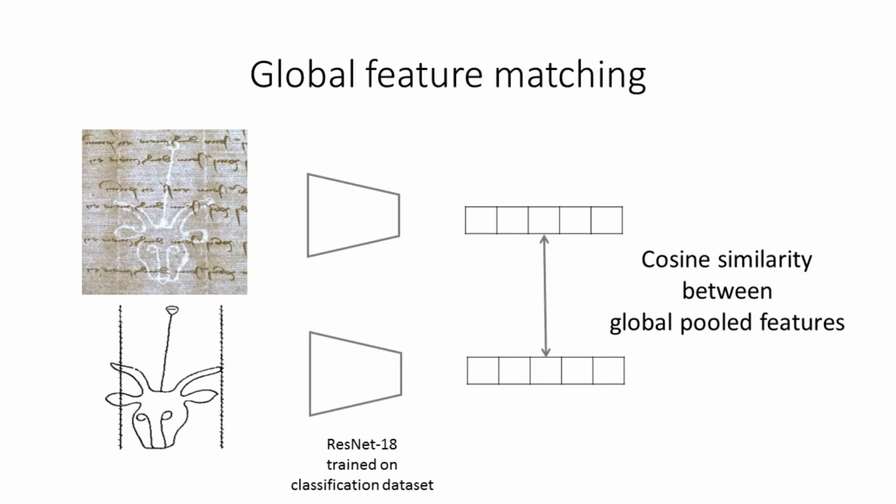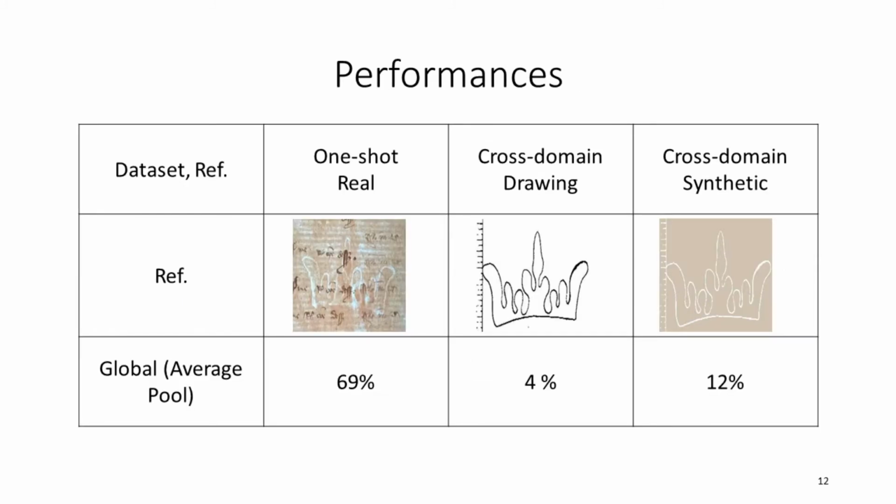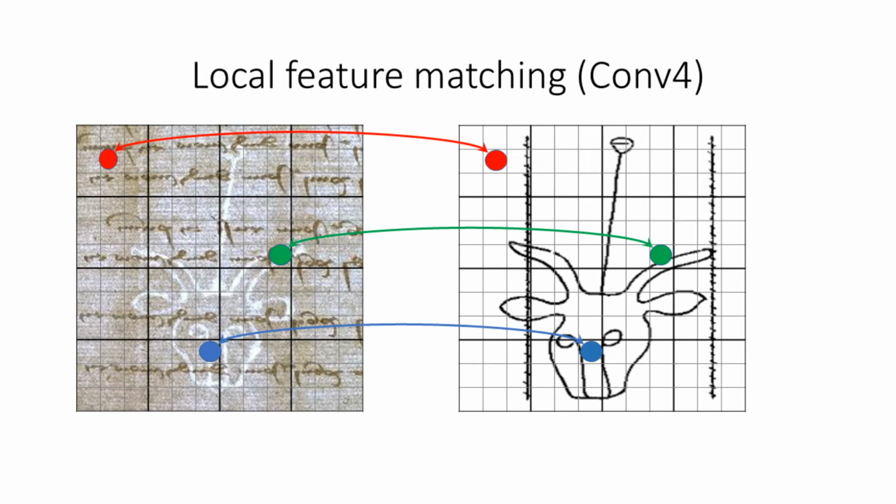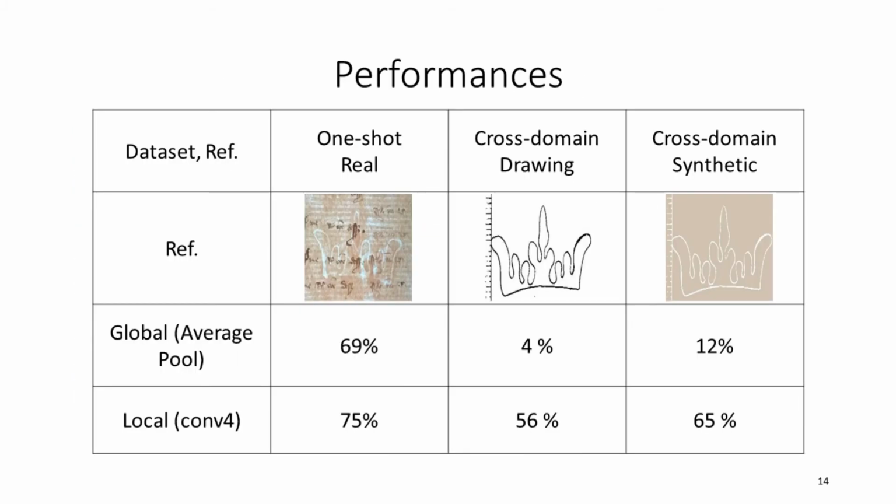To tackle the problem, we first train a standard classification network on the classification dataset. One strong baseline of one-shot recognition is to compare the global pooled features, which are extracted from the pre-trained network. The results of standard one-shot recognition are very encouraging, but are poor in the cross-domain setting. Since watermarks are closely aligned, we tried to keep the spatial information by comparing intermediate features at the same position. The performance is largely improved on all three datasets, particularly on the cross-domain setting.